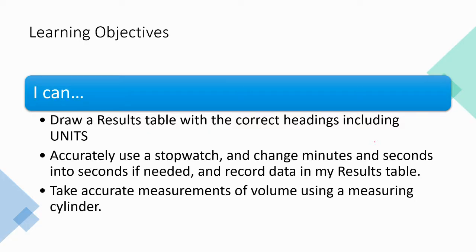So this video has been about drawing a results table with the correct headings, including units. You need to use a stopwatch, and so that means you're going to have to change minutes and seconds into seconds. Remember, there's 60 seconds in a minute, so you will record seconds in your results table. And you need to make really accurate measurements with your measuring cylinders to get the values as close to each other as you can. They're not going to be exactly the same, but you want to make accurate measurements. And if you get some outliers, then you're going to leave them out and repeat it.